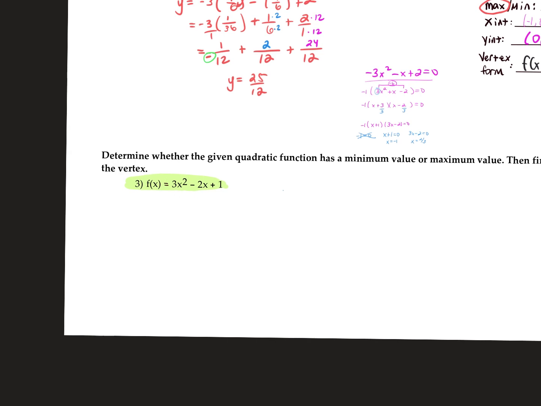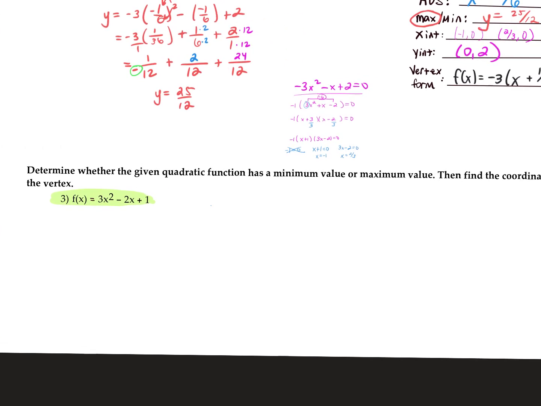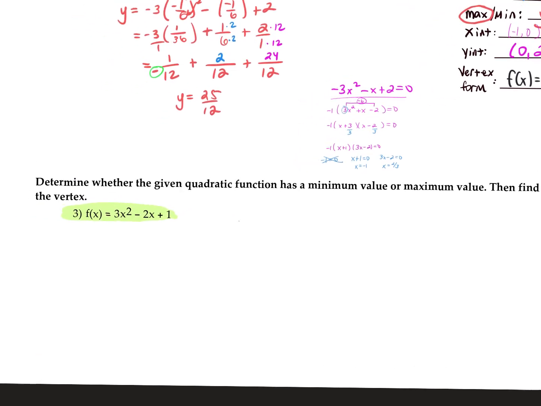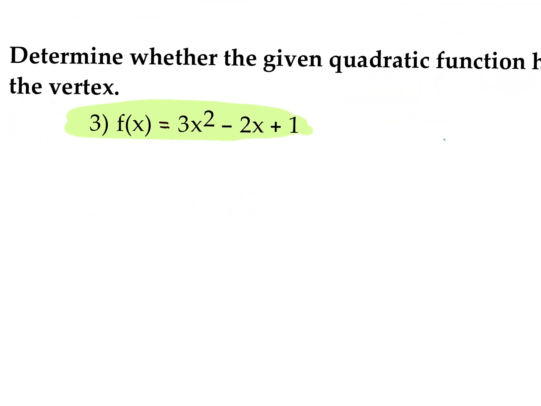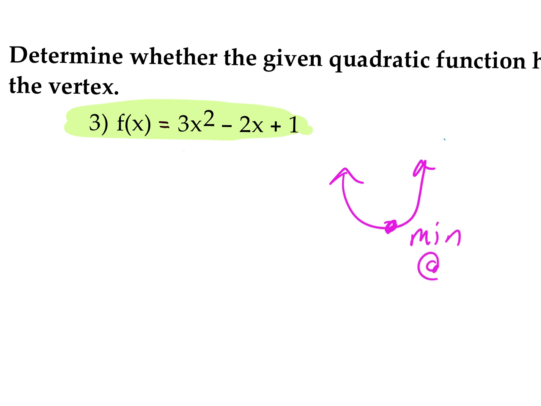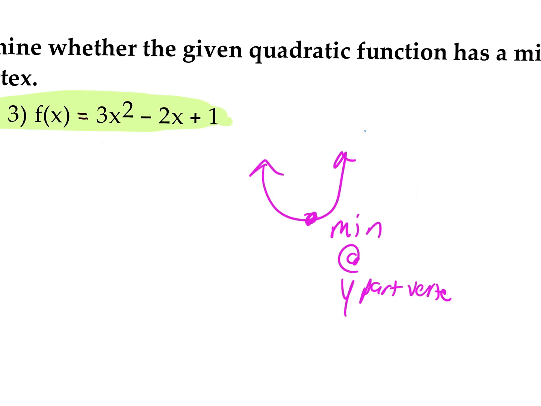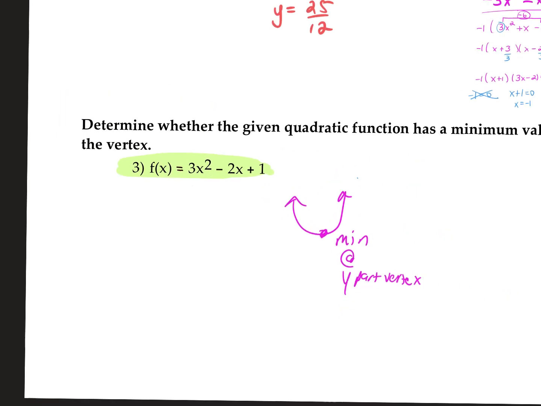I'm not going to do this whole problem out because it's very basic. It's the same thing. But it says, does this have a minimum or maximum value? How can you tell right away if this has a minimum or maximum? Is this positive or negative, guys? It's positive. So it has what kind of a value? It has a minimum. It's going to be the minimum at the y part of the vertex, right? And then how do we find the vertex? Negative b over 2a and plug back in.